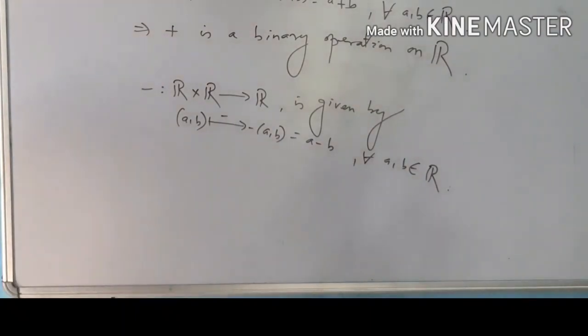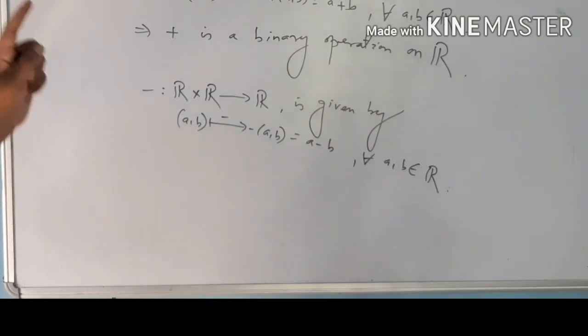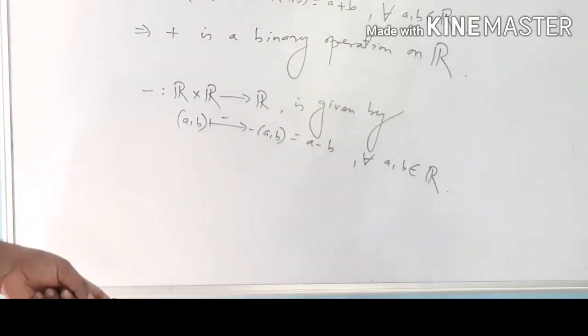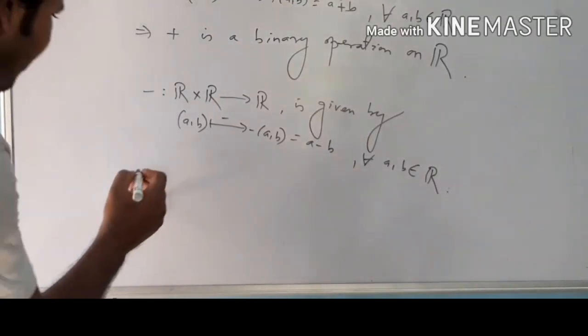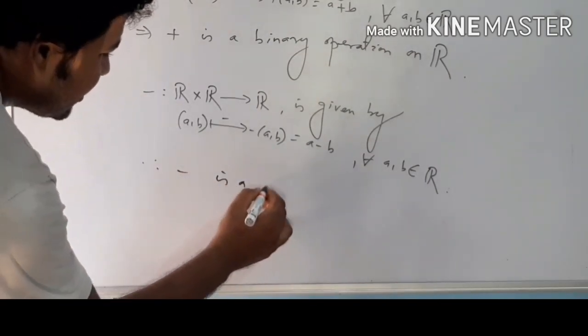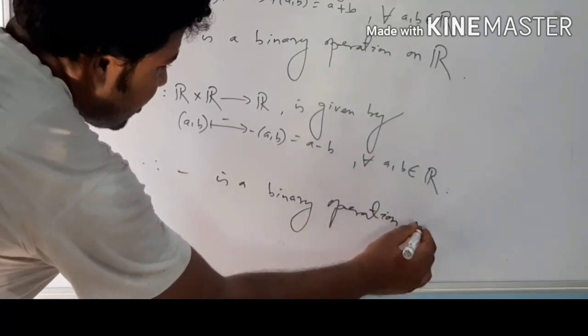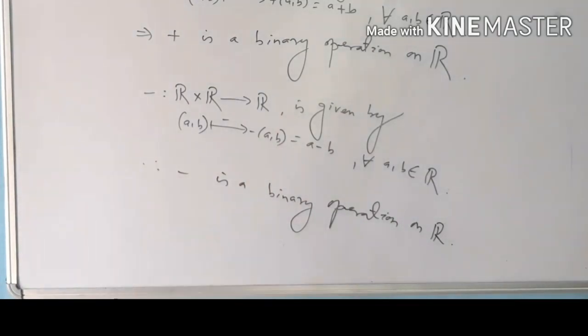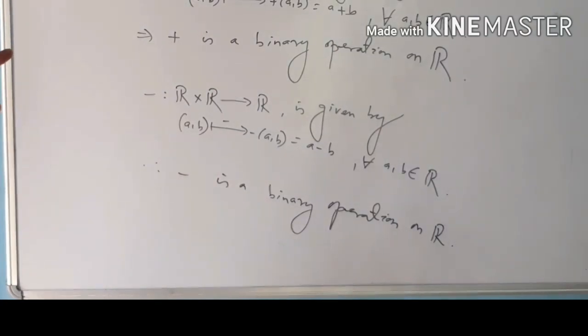We know that the subtraction of any two real numbers is again a real number, and for any pair (a, b), their subtraction is unique in R. Therefore, subtraction is a binary operation on R. Similarly, we can easily prove that multiplication is also a binary operation on R.